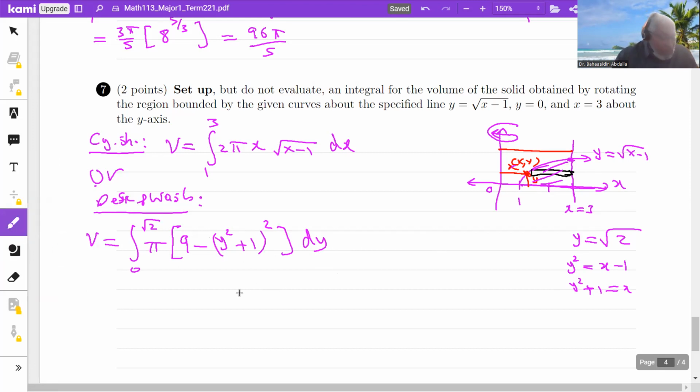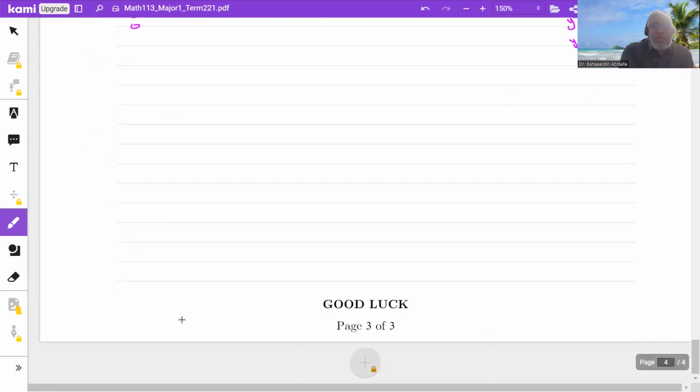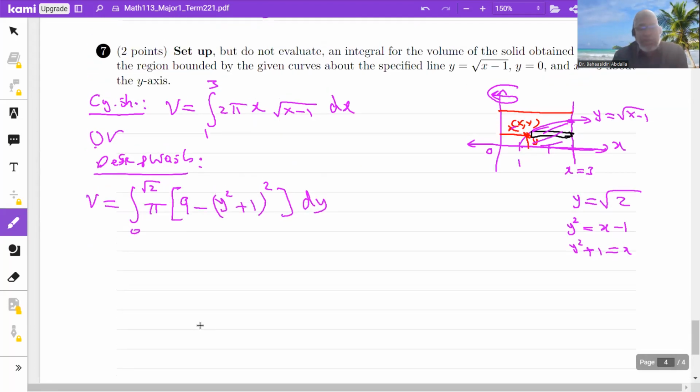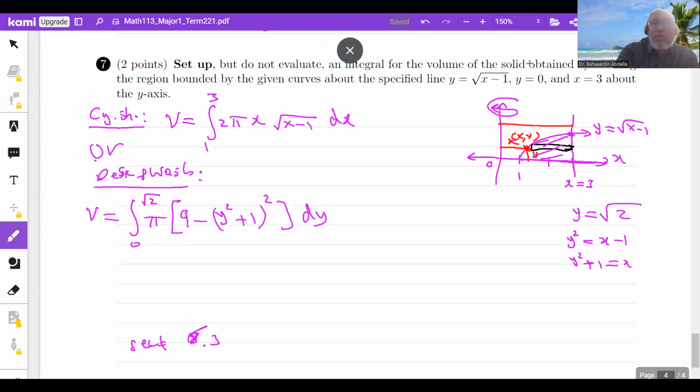So this also will give you the volume, and you can check your calculator. You will get the same answer. Notice that this material was up to section 6.3. Sorry, 6.3.